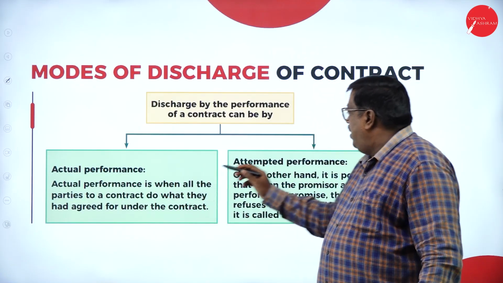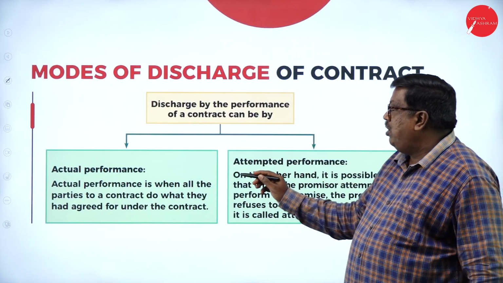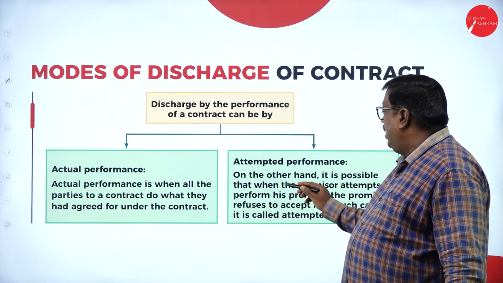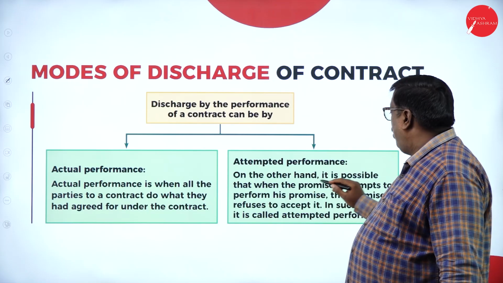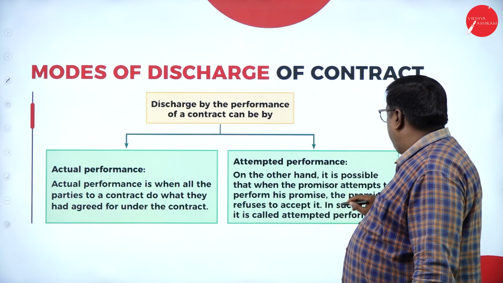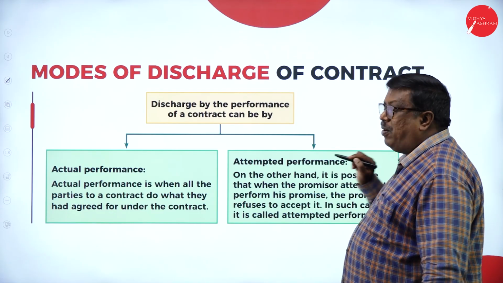Here, actual performance and attempted performance. Actual means when both the parties fulfill the terms of the agreement. On the other hand, it is possible that when the promisor attempts to perform his promise, the promisee refuses to accept it. In such cases, it is called attempted performance.